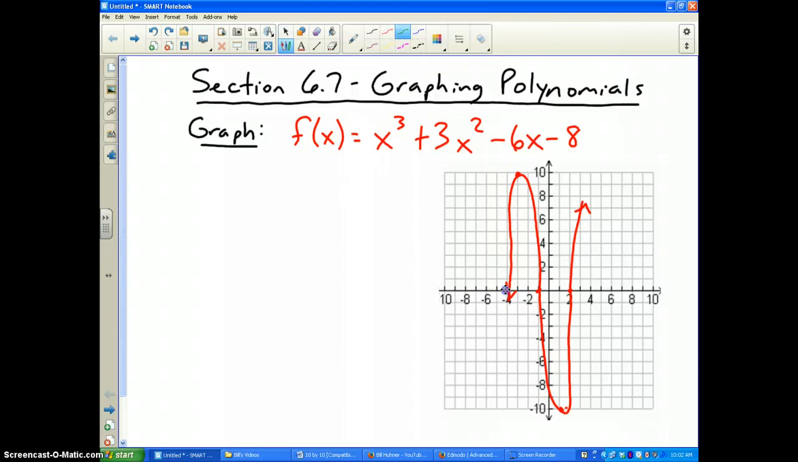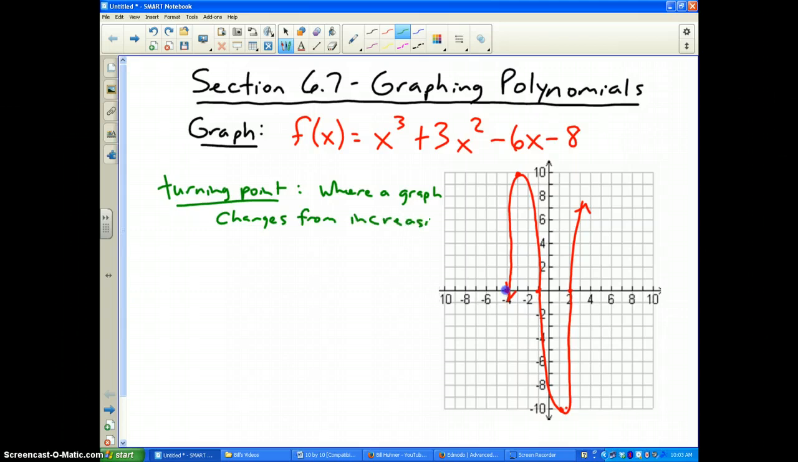Now, some vocabulary dealing with graphs and polynomials. Since there's so many bends and curves in them, they have what they call turning points. So the first vocabulary word to write down is a turning point, and that's where a graph changes from increasing to decreasing, or decreasing to increasing.